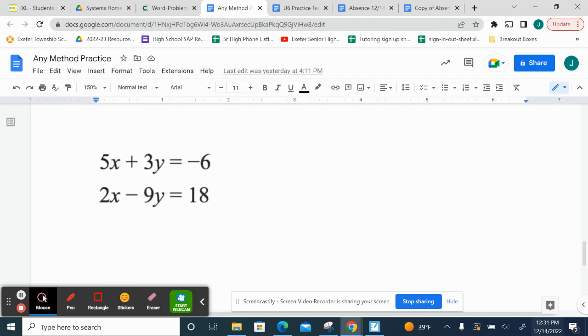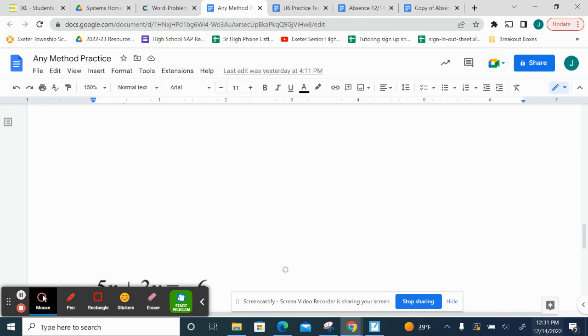And then this one, again, it's all lined up. No easy way to solve it. I would definitely do elimination. So that's what I'm looking at there.